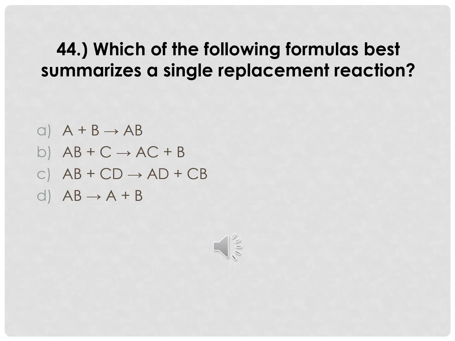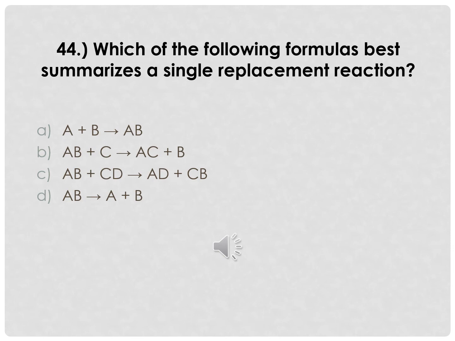Which of the following formulas best summarizes a single replacement reaction? So all four of these answer choices are important to know for the TEAS exam, so we're going to go over all four of them. Letter A says A plus B is equal to AB. Here on the left side of the equation, you're starting with two separate chemicals, and then you can see on the right side of the equation they've been combined. This is an example of a combination reaction, which is sometimes also referred to as a synthesis reaction. So letter A is not the correct choice.